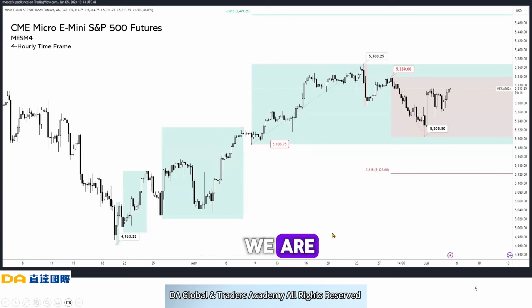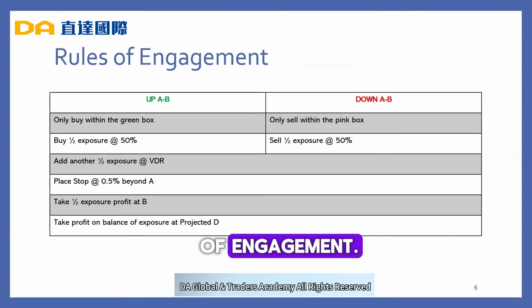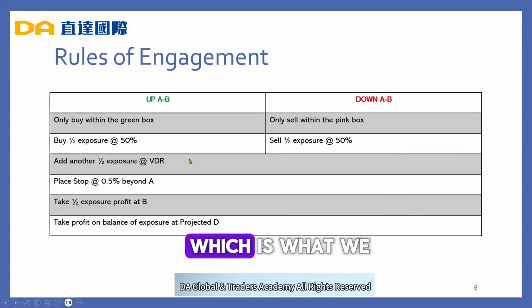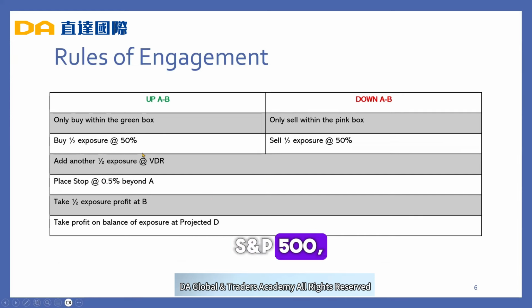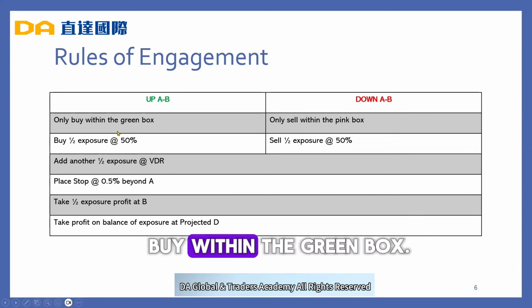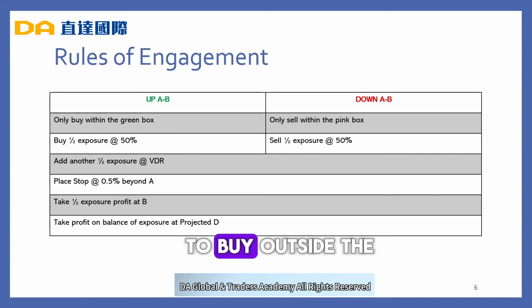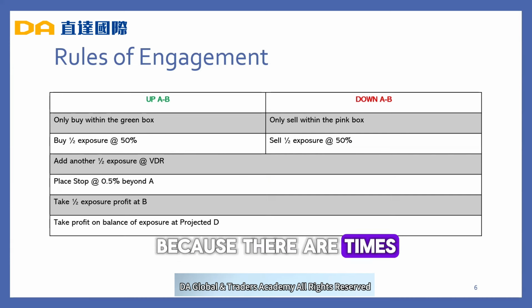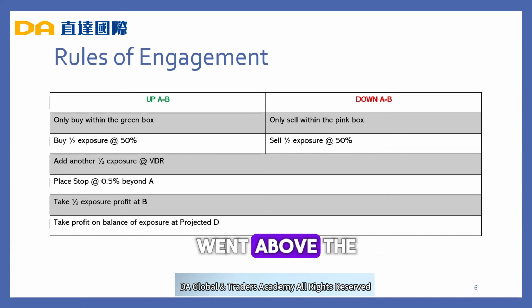So this is where we are, but we need to have some rules in place. What are the rules? Now, these are my rules of engagement. In an up AB, which we are seeing in the S&P 500, I only want to buy within the green box. I do not want to buy outside the green box, because there are times when the market price went above the up AB. So if that's the case, I won't like to chase, because when I chase, I'll be buying high.